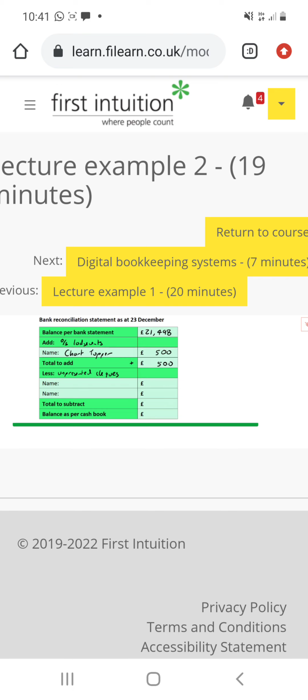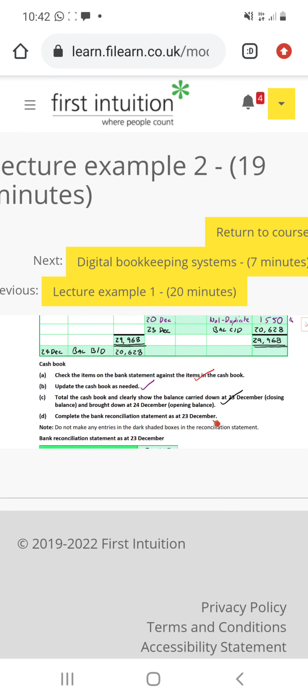In terms of the unpresented checks, this is where there were 2 of them. So we've got the amount to X Factor of 635, and we have the amount to Barlow Brothers of 735. So the total amount I'm going to take away then is £1,370. And then the final bit, the balance per the cash book.